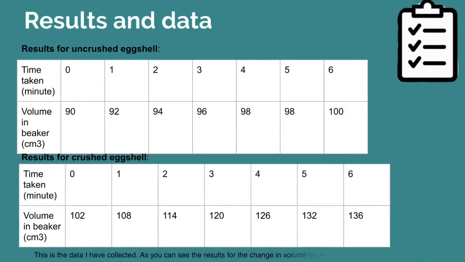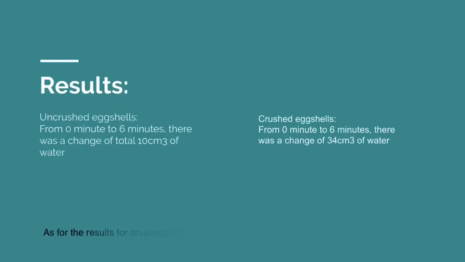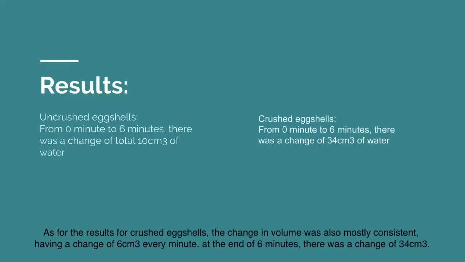This is the data I've collected. As you can see, the results for the change in volume for the uncrushed eggshells remained mostly consistent, with a change of 2 cm3 volume every minute. By the end of 6 minutes, there was a change of 10 cm3 of water. As for the crushed eggshells, the change in volume was also mostly consistent, with a change of 6 cm3 every minute. At the end of 6 minutes, there was a change of 34 cm3.